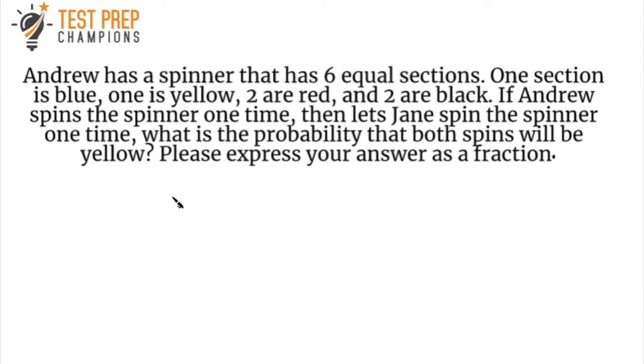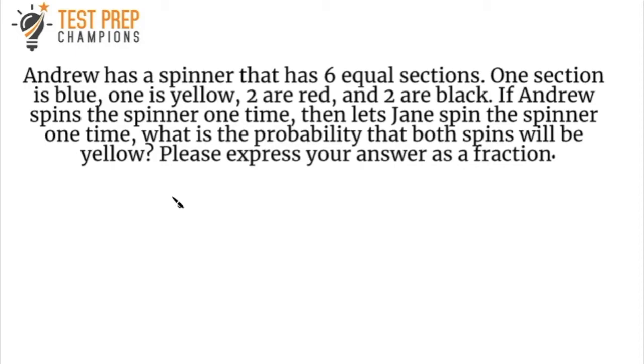So the first question here says, Andrew has a spinner that has 6 equal sections. One section is blue, one is yellow, 2 are red, and 2 are black. If Andrew spins the spinner one time, then lets Jane spin the spinner one time, what is the probability that both spins will be yellow? And please express your answer as a fraction. So go ahead, pause the video, try this out, and then we'll go over it. Okay, so let's go over how to do this question.